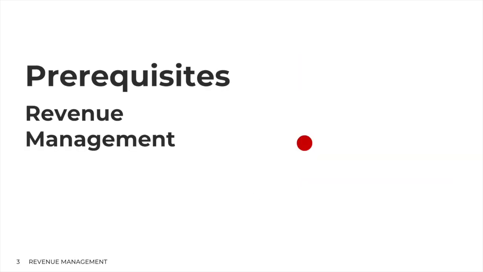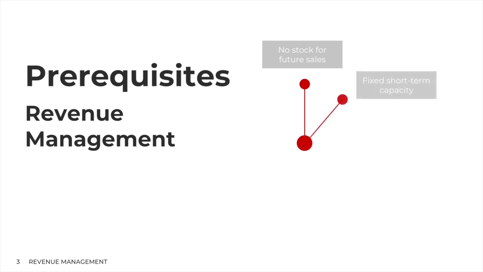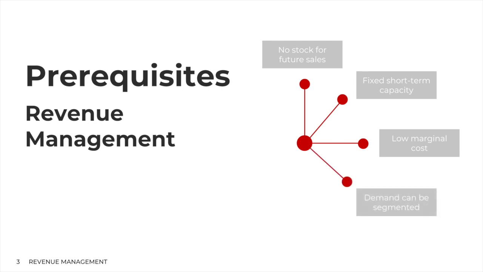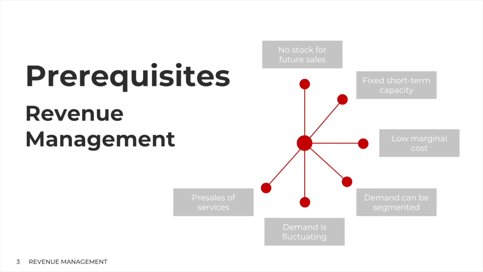In order to be able to use the methods and techniques of revenue management, the following prerequisites must be met. There should be no stocks for future sales, fixed short-term capacity, low marginal cost, demand must be able to be segmented, and it should be fluctuating, and there should be a pre-sale of services. Considering these prerequisites, and given that the roots of revenue management lie within the airline industry, we will be using the case of Swiss Airlines.